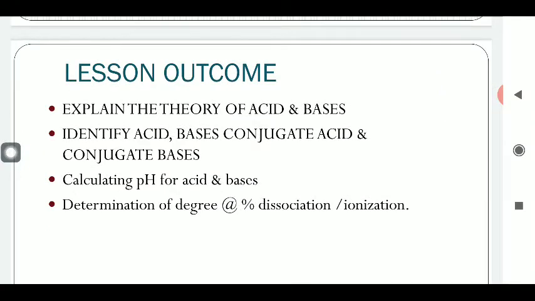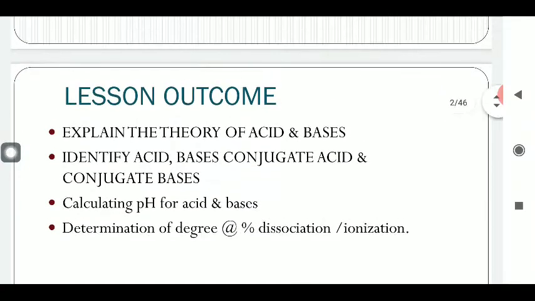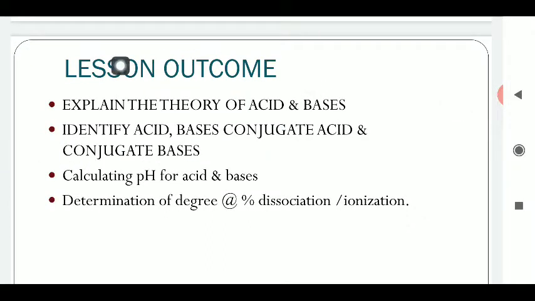Basically, in this concept, how many topics will we cover? We will cover the explanation of the theories of acids and bases, identify the acid and base, and how conjugate acids and bases can be distinguished. We will discuss the calculation of the pH of acids and bases, and we will also discuss the determination of the degree of dissociation as well as the degree of association.